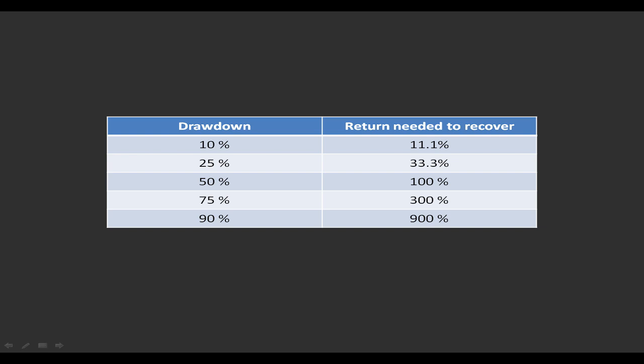Now though, when you go to 25% drawdown, so if your account goes from 100 grand to 75, you need to make 25 back up to get to 100, but now 25,000 on a $75,000 account is 33% return. Okay? And it really gets interesting when you hit a 50% drawdown.